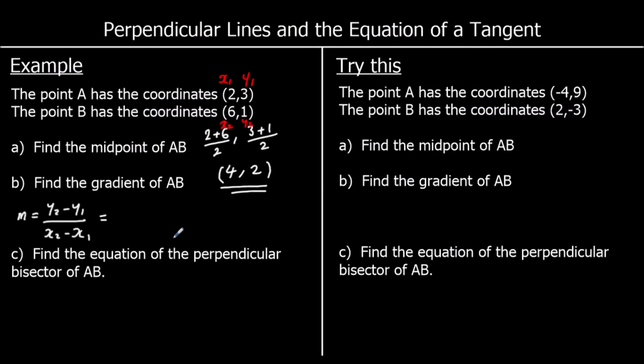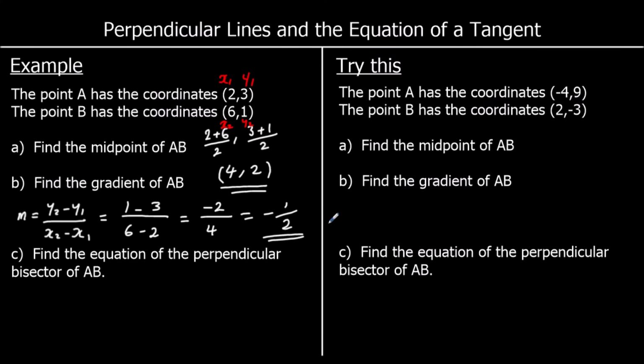y2 minus y1 is 1 minus 3. x2 minus x1 is 6 minus 2. So we've got negative 2 on the top, 4 on the bottom. So negative 2 over 4, or if we half top and bottom, that's minus a half. So the gradient of AB is minus a half.